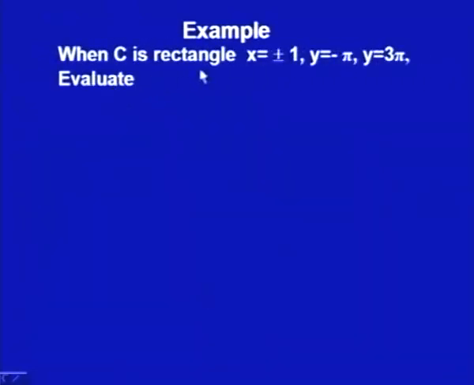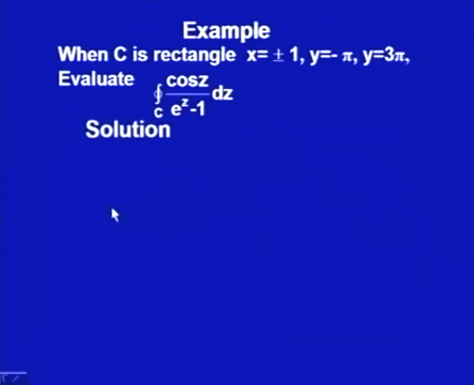When C is a rectangle, x is equal to plus minus 1, y is equal to minus pi and y is equal to 3 pi, then evaluate this integral cos z upon e to the power z minus 1 dz. So, now you see we are not having any circle or any given curve, we are having a contour that is a rectangle. Again, when we are talking about a closed contour, as a convention without writing it here, we would be talking about the positive direction, that is counterclockwise.